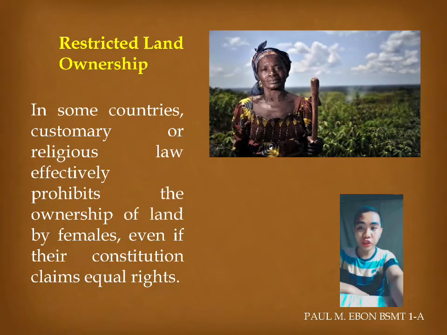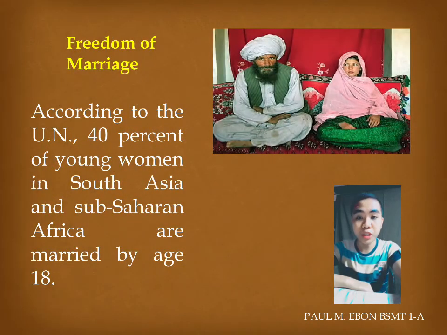The third picture is restricted land ownership. In some countries, customary or religious law effectively prohibits the ownership of land by females, even if their constitution claims equal rights. In many countries like North Sudan, Tanzania, and Lesotho, land ownership and control tends to go to the male.